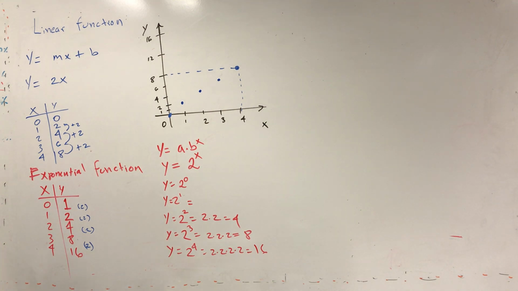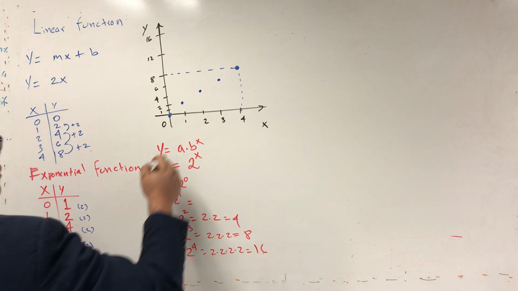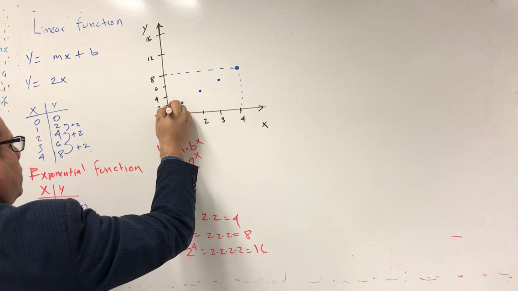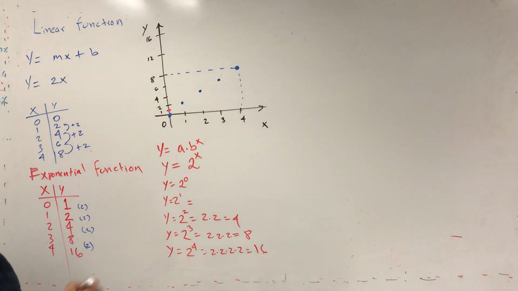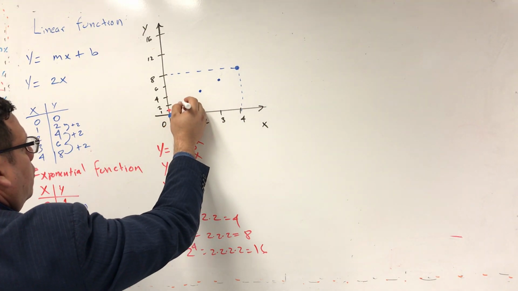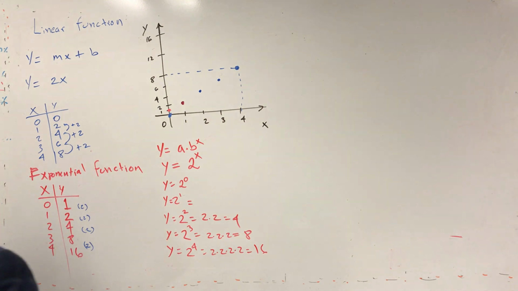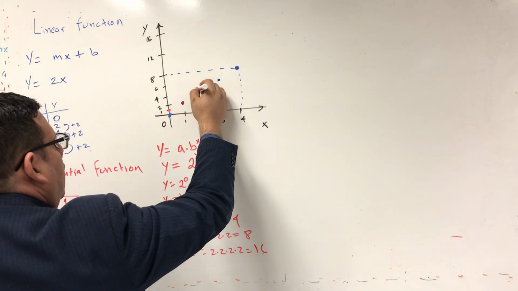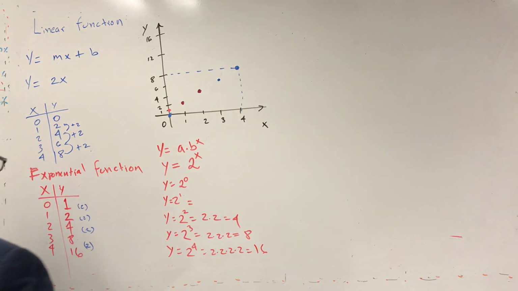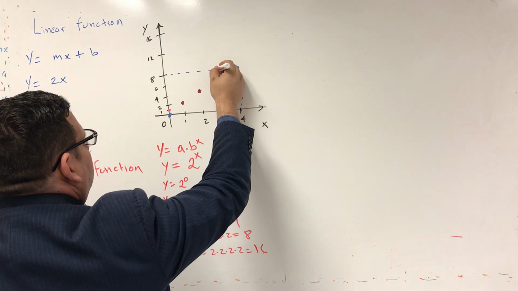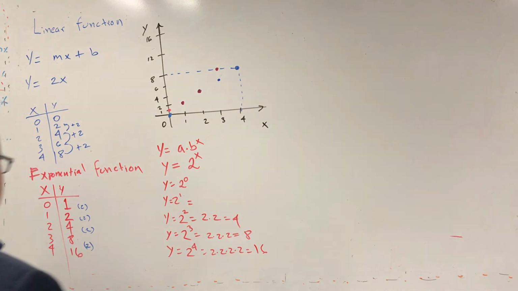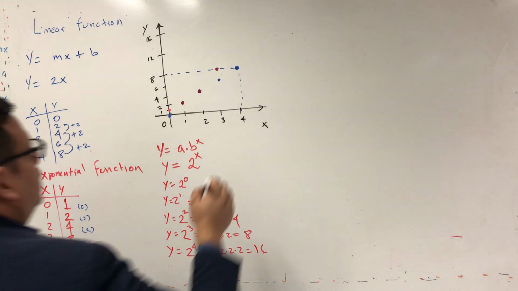With the exponential, I start at 0, 1. So I will start right here. And then 1, 2, I share the same point here. And then 2, 4, I share the same point again. And then 3, 8, here it starts to change, and then I have 4, 16.